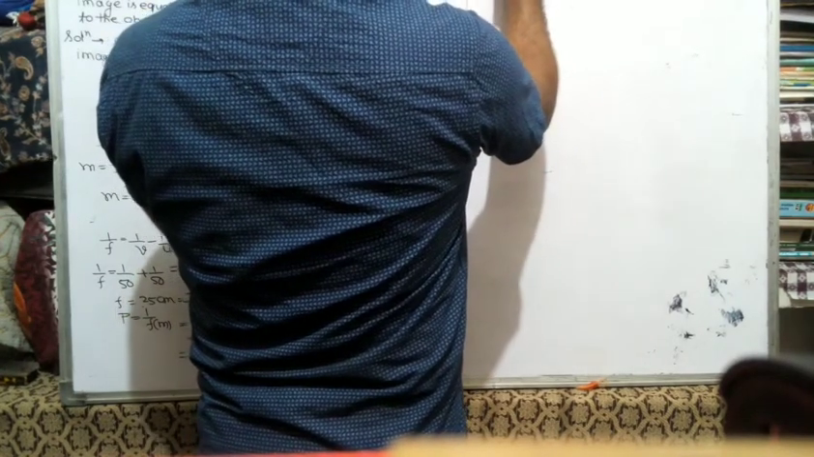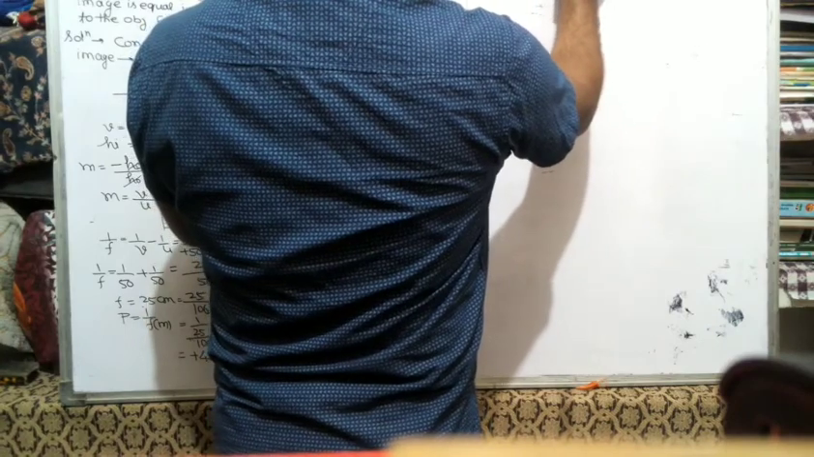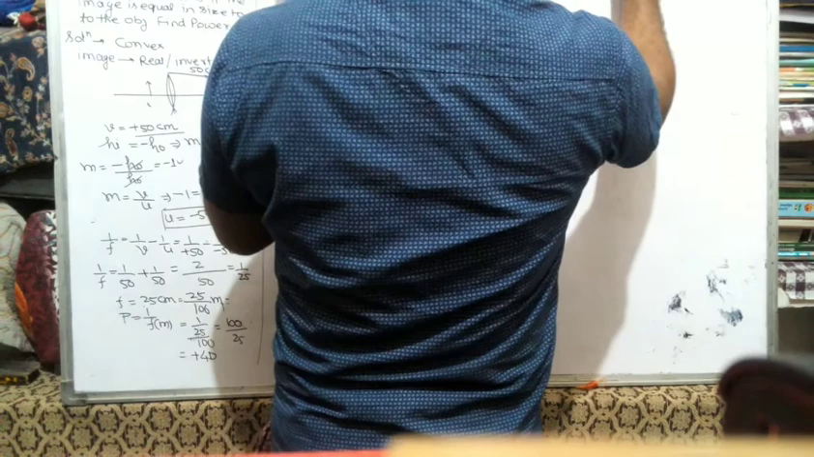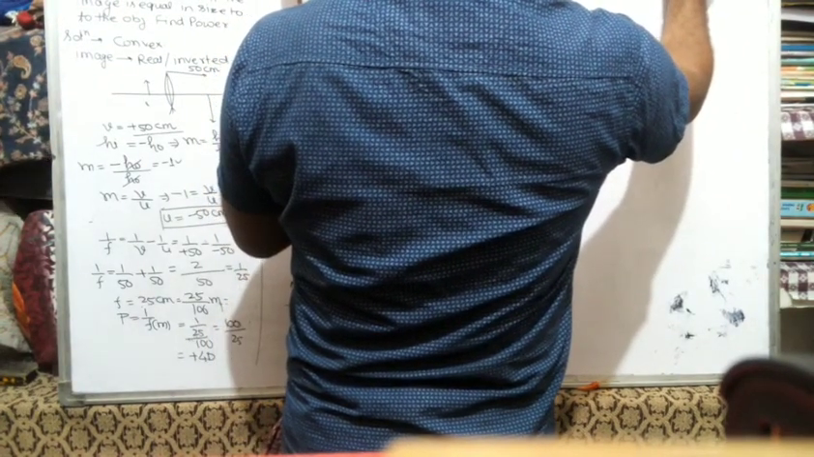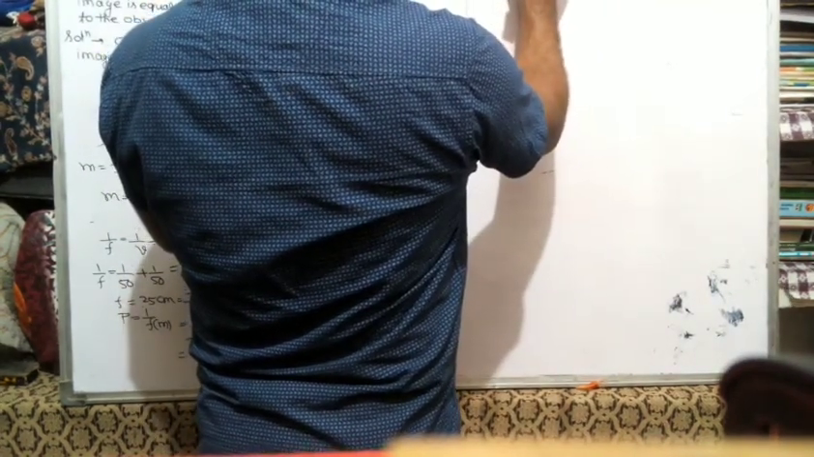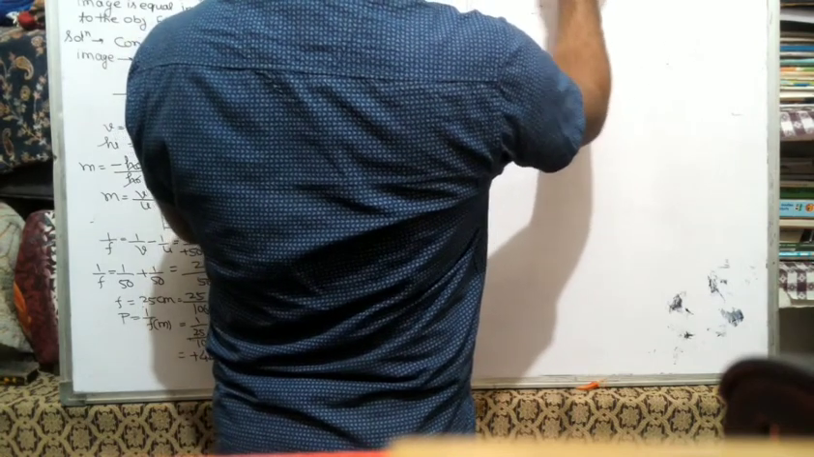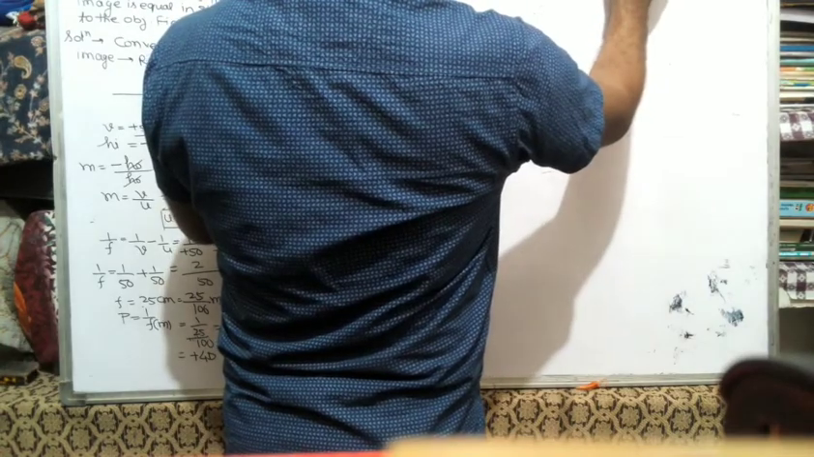It's question number 11 beta. A concave lens of focal length 15 centimeter forms an image 10 centimeter from the lens.